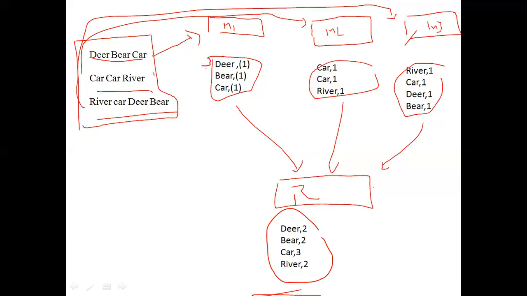So how many results are there? Three results are there in M1. How many results are there in M2? Three. And here, 1, 2, 3, 4, so 3, 3, 4. So the reducer has to merge 3 plus 3 is 6, 6 plus 4 is 10. Total 10 rows it has to merge. The result of M1 is 3 rows, M2 is 3 rows, M3 is 4 rows. So in this example it has to merge 10 rows.